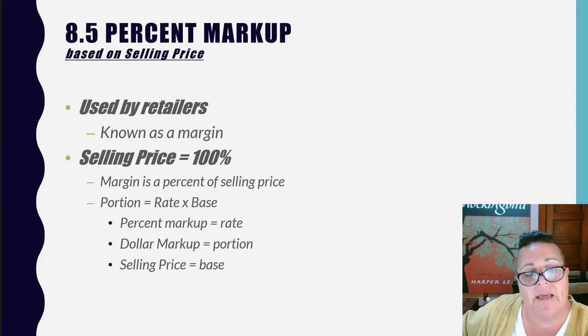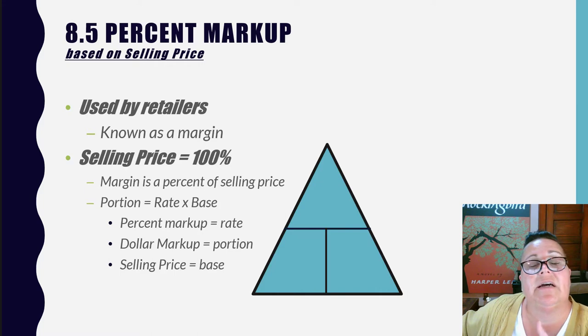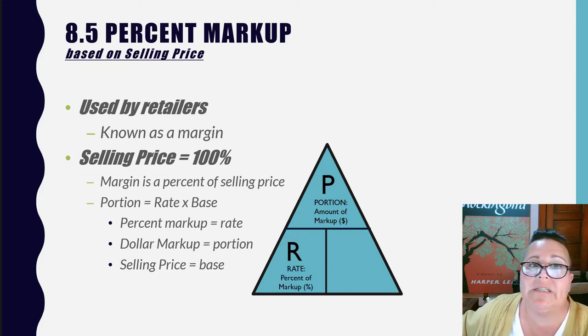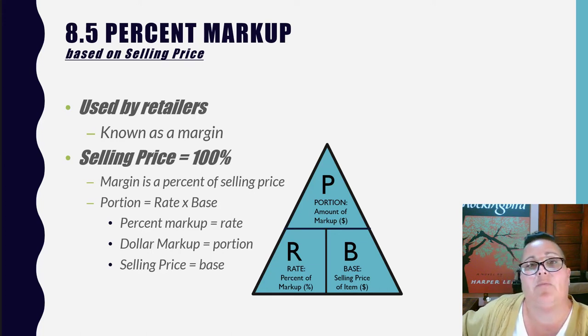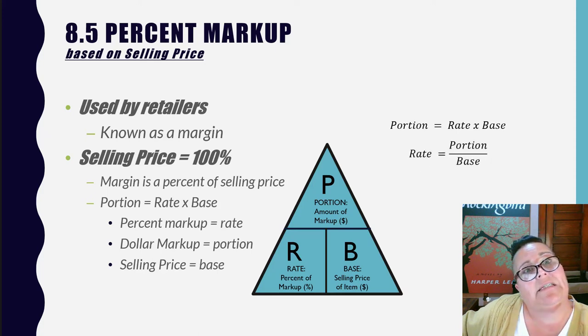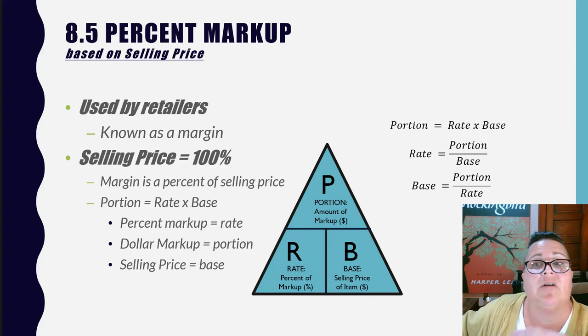If it sounds familiar, that's because this too works off the idea of the percent triangle, where P portion is the amount of the markup, where the R rate is the percent of the markup. Only this time our base is the selling price of the item. And so while the three basic formulas from the percents were the same, the portion is the rate times the base, the rate is the portion divided by the base, and the base is the portion over the rate. What's changed in this example is what we are using as our base.